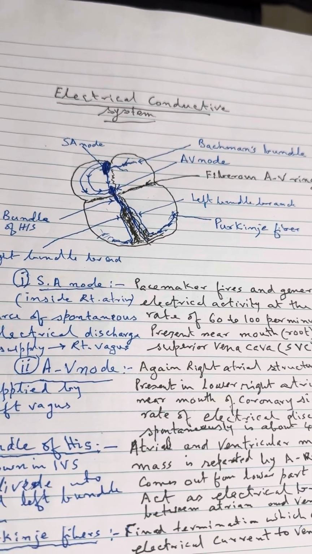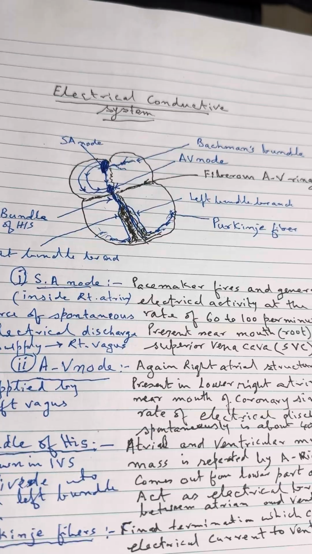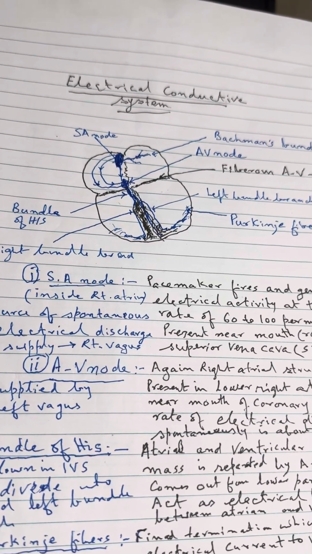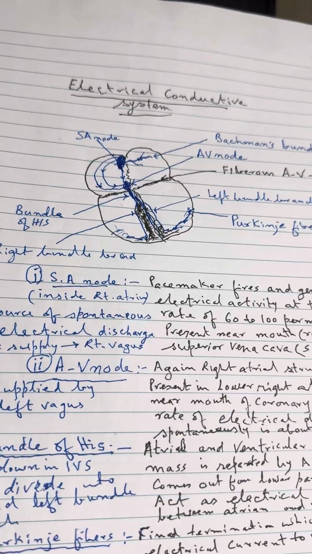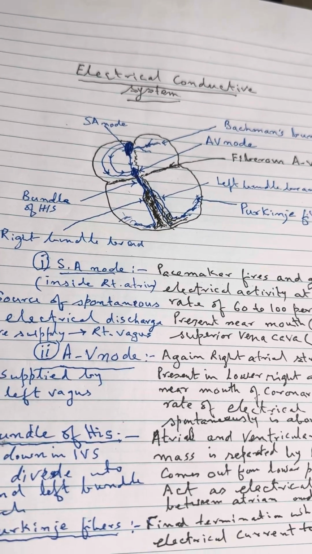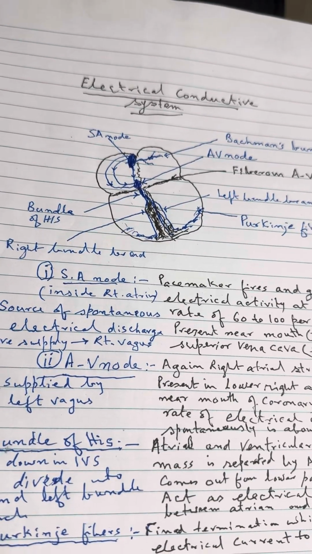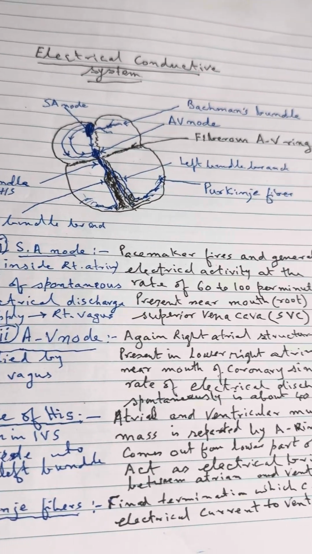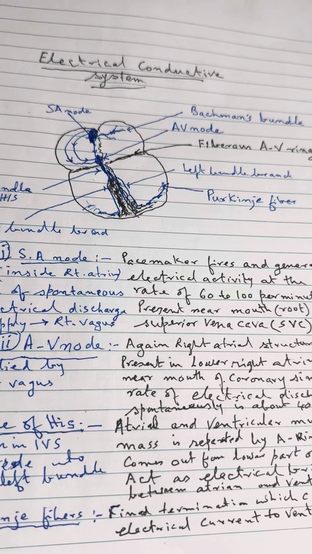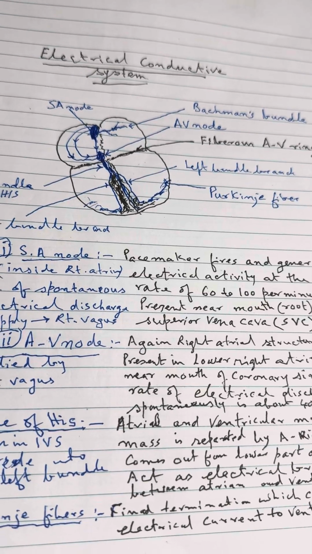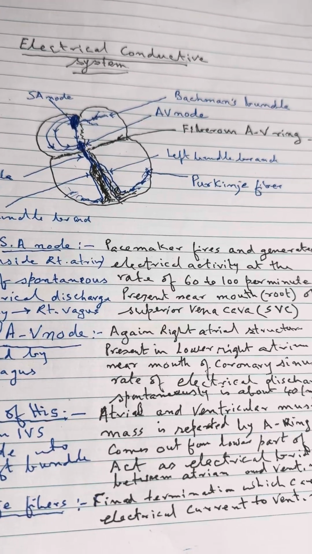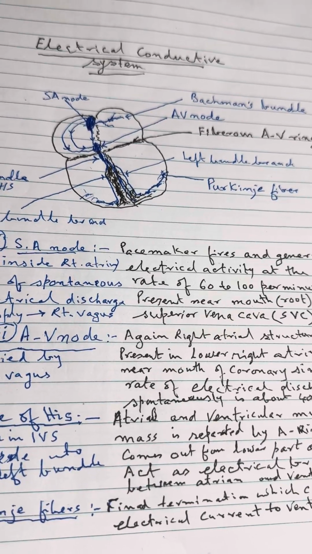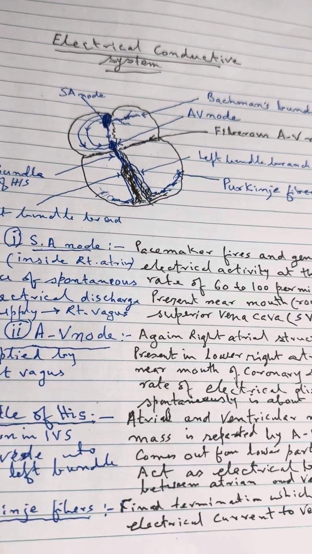Then the SA node is connected to the AV node through three internodal branches. Then if you see, the SA node gives a small branch to the left atrium, and that is known as Bachmann bundle, which causes electrical activity in the left atrial wall.